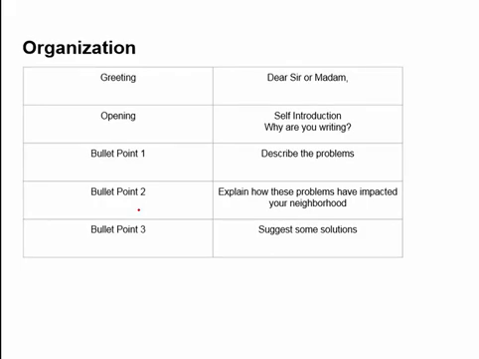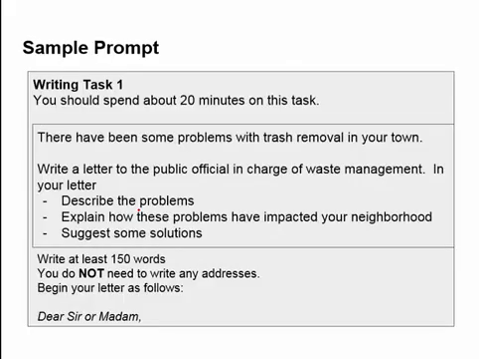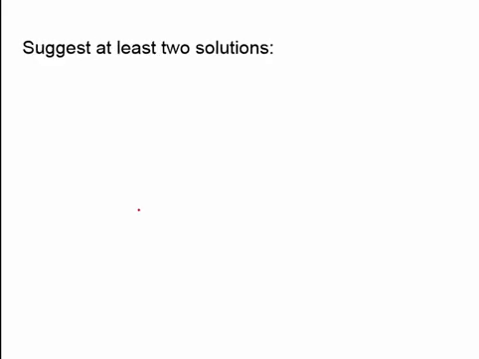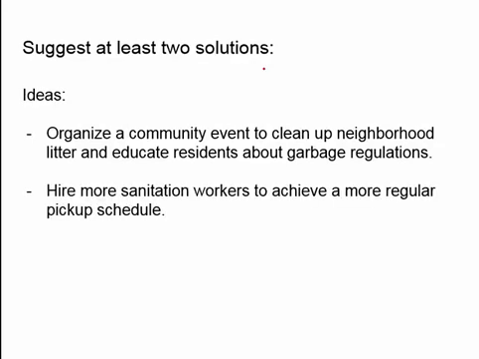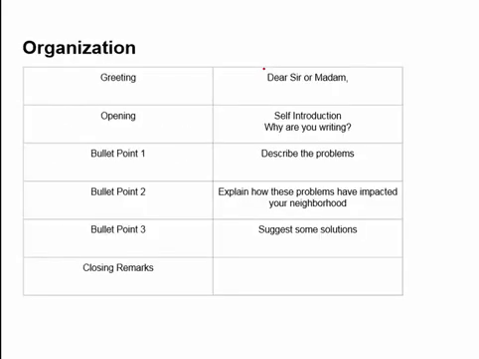All right, then for the third bullet point, you just suggest some solutions. All right, that's our third bullet point here. So how about 2 solutions? 2 is a good number of solutions when they request solutions from you. How about organizing a community event to clean up the neighborhood and educating residents about garbage regulations? Or maybe they could hire more people to remove the trash from the neighborhood. Okay, these are just ideas, brainstorming, but as you can see, these letters really do organize themselves because all you need to do is follow the suggested topics for each small body paragraph in the middle.